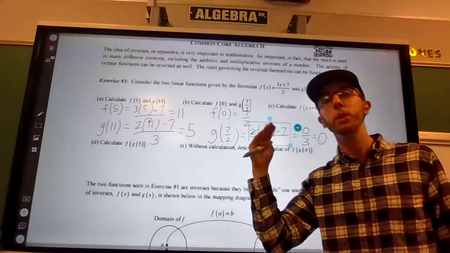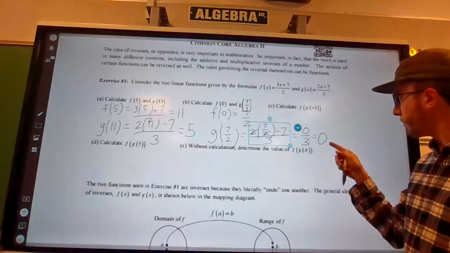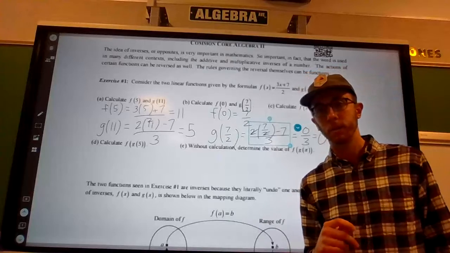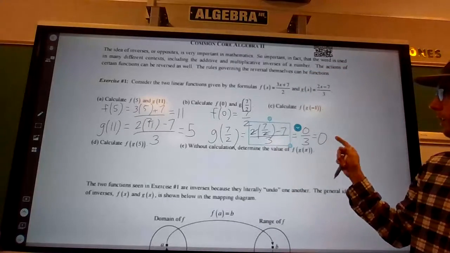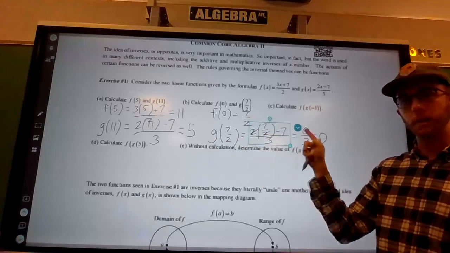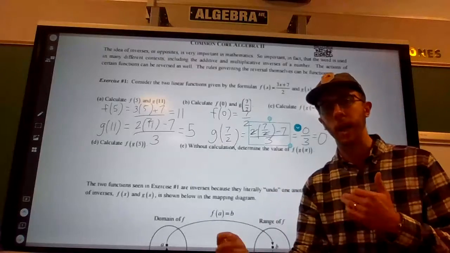You can have a 0 on top of a fraction, right? You can try to divide into 0, but you can't divide by 0. Okay, so that does come out to be 0. And again, we have f of 0 equals 7 halves. G of 7 halves equals 0. A little back and forth action going on.